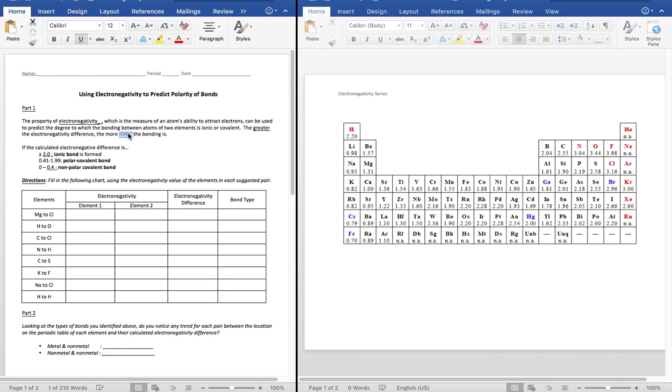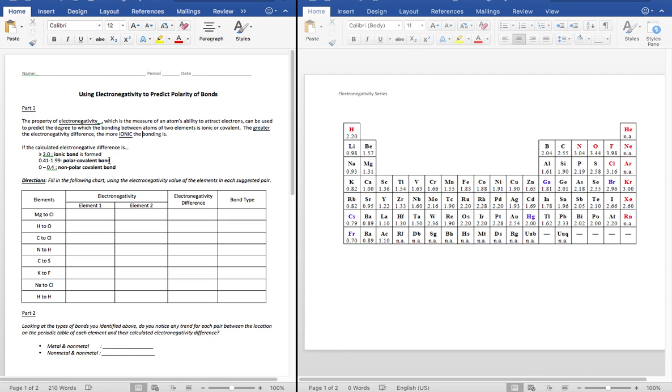Okay, so we're trending toward that ionic side. Let me show you what that means. So we're going to use this scale here. If our difference is greater than a value of 2, we're going to say that's an ionic bond. If the difference between them, okay, we're subtracting, is between 0.41 and 1.99, then we're going to call that a polar covalent bond.